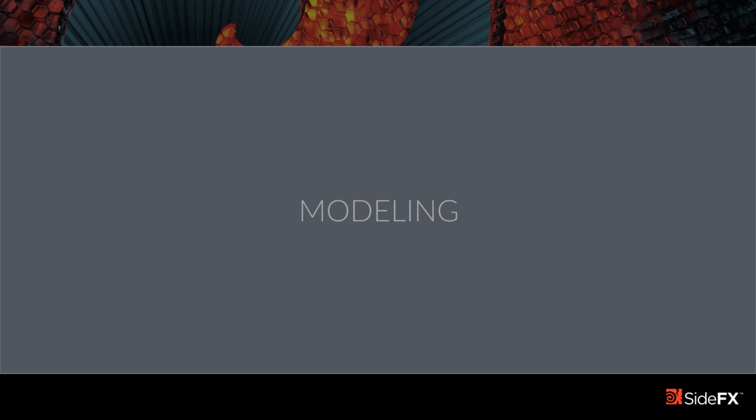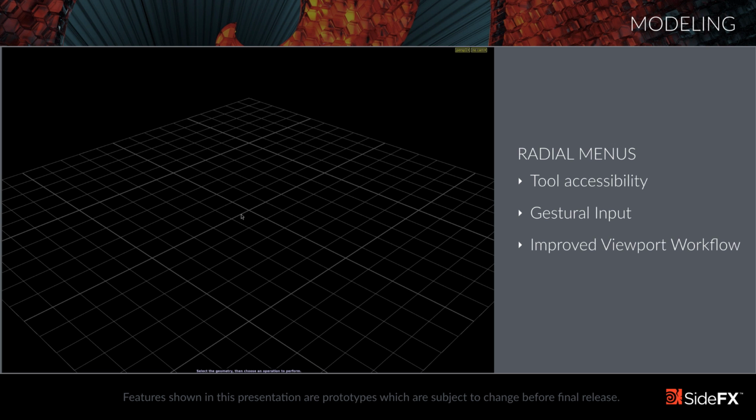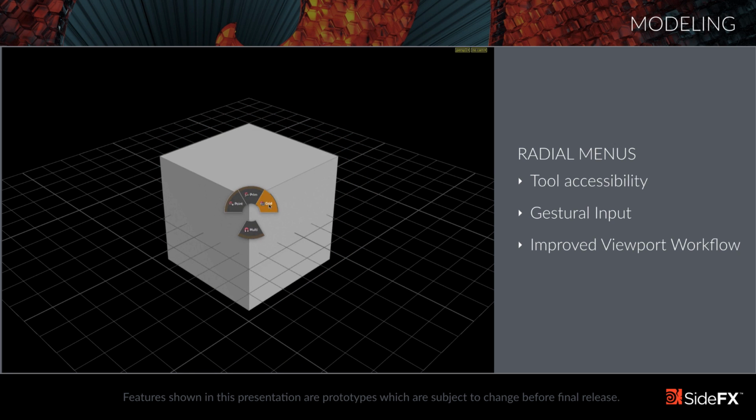For modeling, we will continue to focus on the user experience in the viewport while strengthening our procedural tools. The next version of Houdini will be getting radial menus, which make it easier to access tools right from your cursor. Currently, you can access tools using the tool shelf, or the tab key, which involves several clicks as you type out the name of the tool.